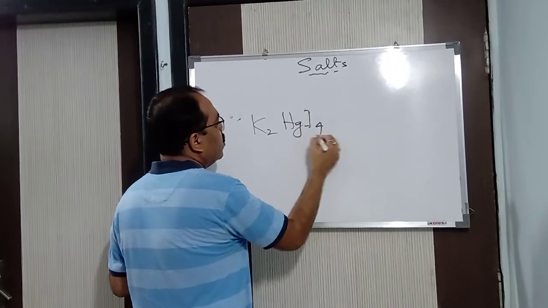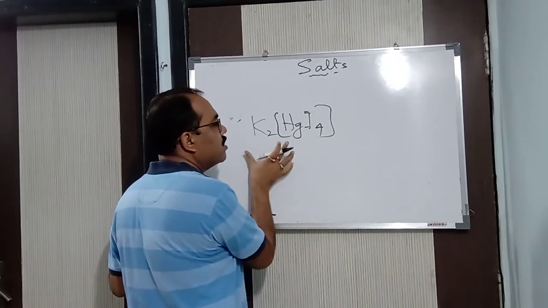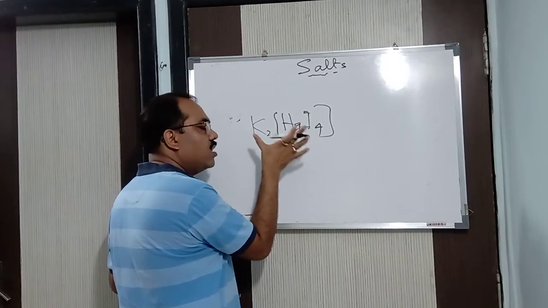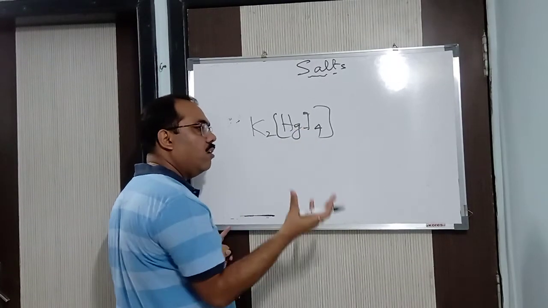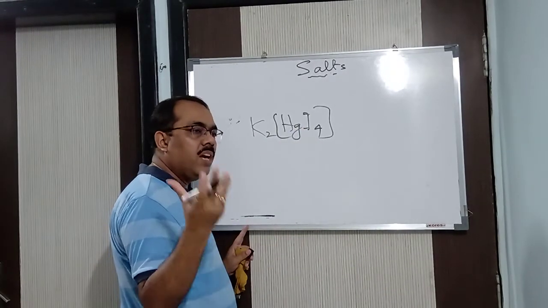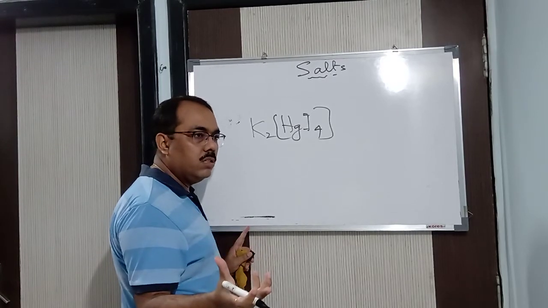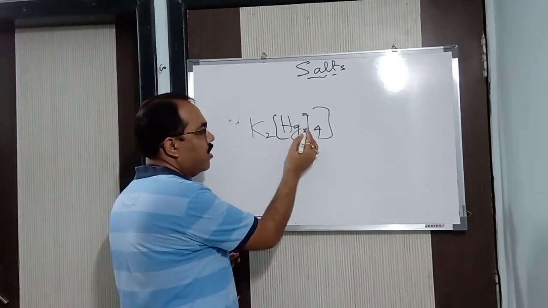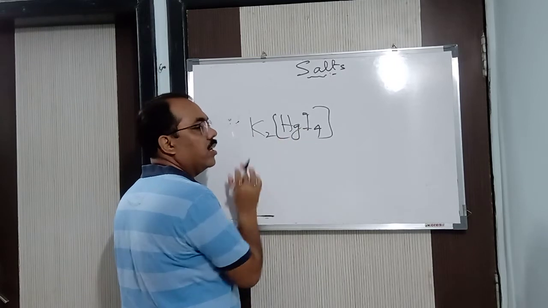Like we can have K2HgI4, potassium mercuric iodide. Do you know what this is? This is Nessler's reagent. What is Nessler's reagent used for? It is a solvent for dissolving ammonia gas. In the lab you will be using it. Nessler's reagent, otherwise known as potassium mercuric iodide.